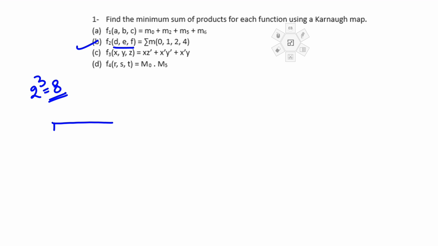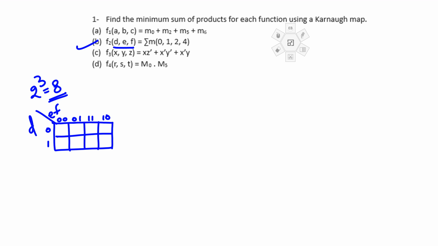I am drawing those. So again we have to use the addressing for this. The variables are D, E and F. So the addresses are 0 0, 0 1, 1 1 and 1 0. Here this is 0 and 1.